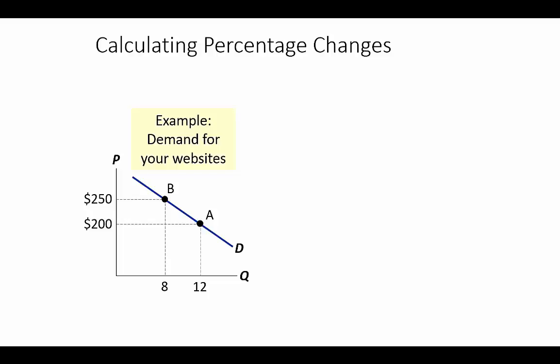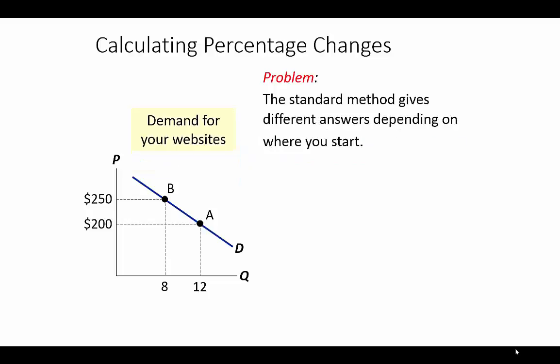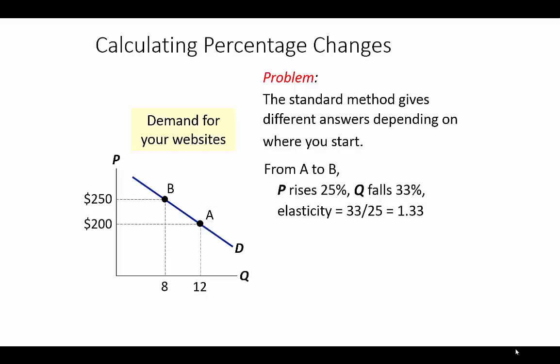Well, as we'll notice, it's going to depend on whether price is going up or down, and therefore quantity going up or down. Now, the problem is the percent change is going to be different depending on where we start. If we start at A and the price goes up, we'll get one set of percentages. But if we start at B and have the price go down, the quantity up, we'll get a different set of percentages.